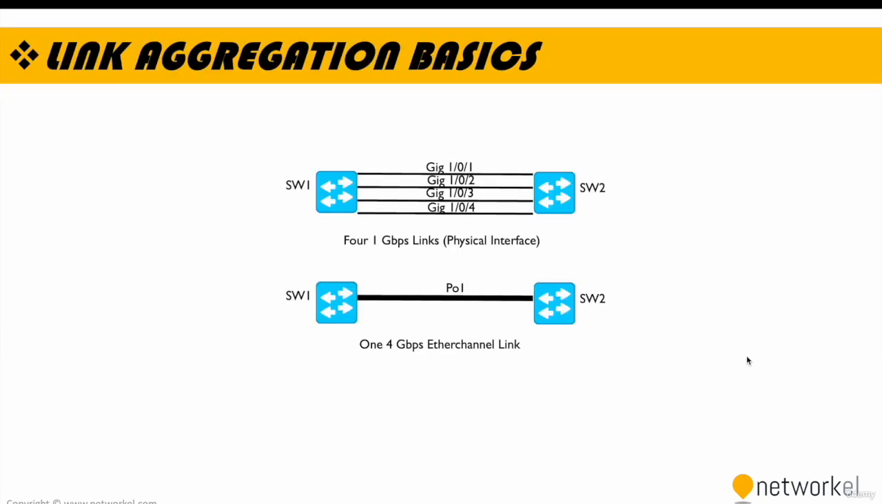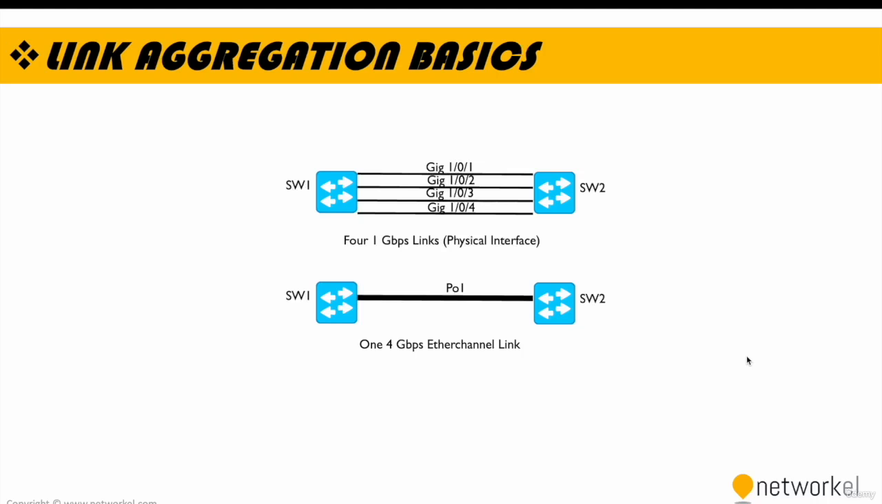In this video, we will talk about link aggregation. Link aggregation in Cisco networking is a technique that combines multiple physical network connections into a single logical connection. This enhances the bandwidth, provides redundancy, and improves the network performance.